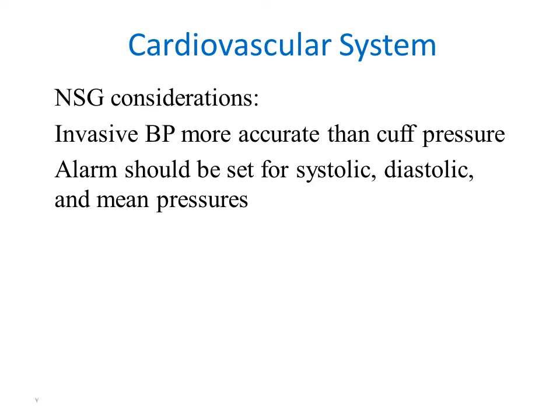Nursing consideration: invasive blood pressure monitoring is more accurate than the cuff pressure. Alarm should be set for systolic and diastolic and mean pressure. يعني لازم نحط الالارم على المونيتور بحيث انه المين او الماب not يكون within normal range من 70 ل 105. السيستوليك blood pressure 140 على 90، diastolic blood pressure من 90 على 60. إذا الماب السيستوليك diastolic اختلف عن هاي القراءات، المونيتور يعطينا alarm.